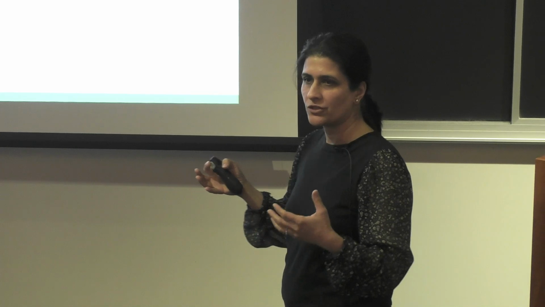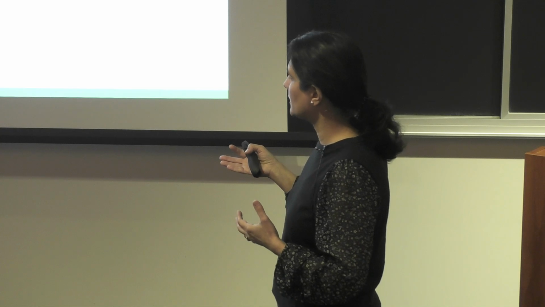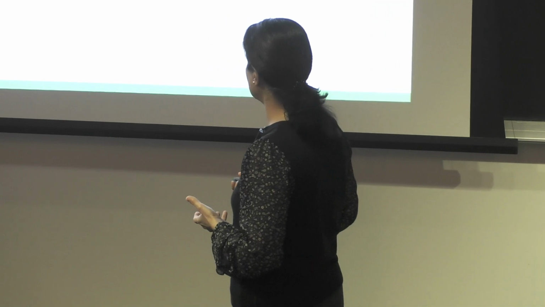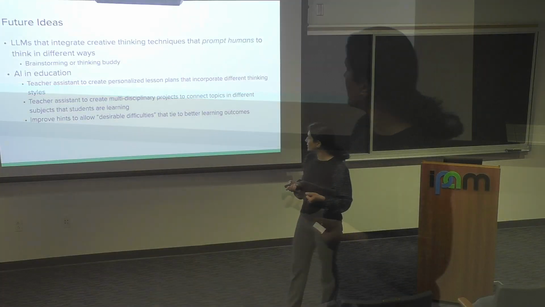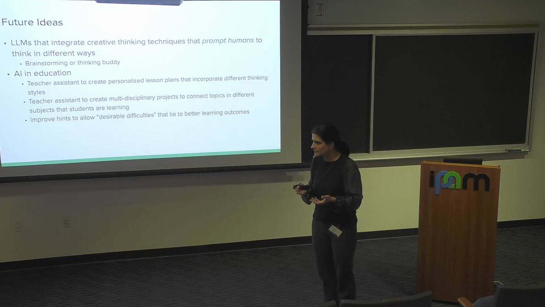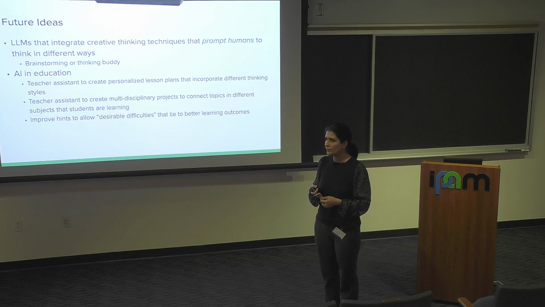Having a system that can allow teachers to collaborate better between different subject areas, again, integrating some of those cross concepts into cross-disciplinary projects so that kids are able to much more seamlessly connect different concepts with the same project that they're already learning. And then, of course, improving hints that allow more desirable difficulties that can tie into better learning outcomes. So I think these are all things that should be achievable, that can improve some of these problems that we are facing. And so I think that's about it.